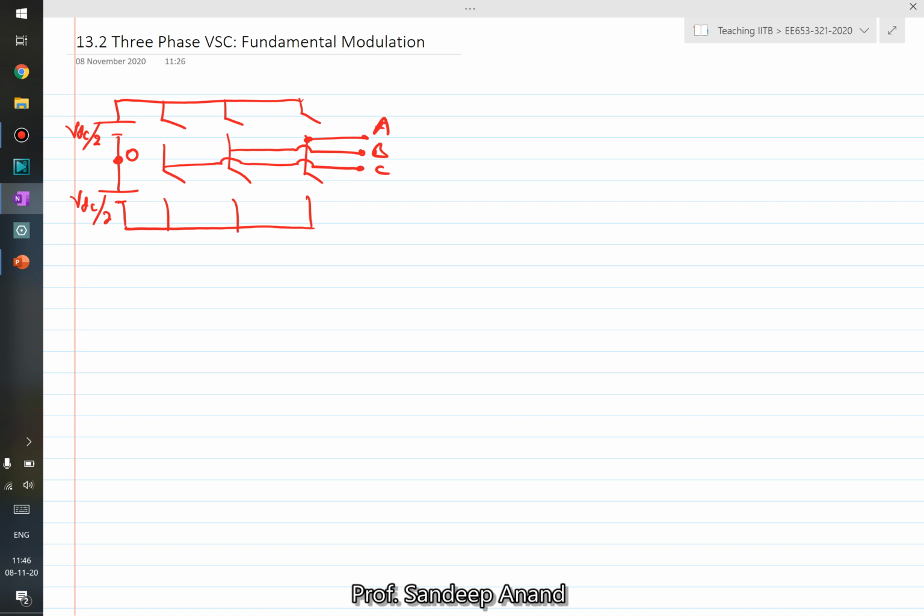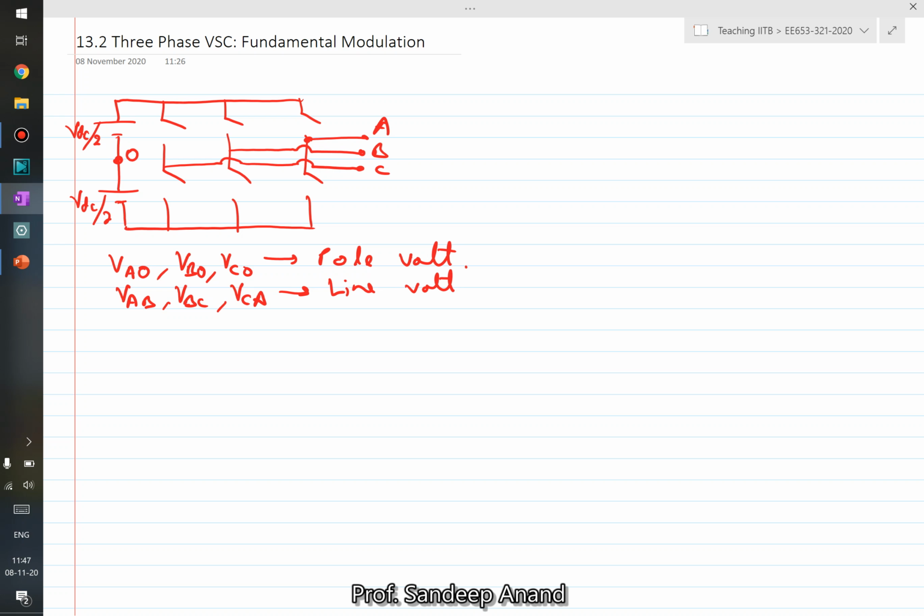So we would use certain terminology. Voltages VAO, VBO and VCO, these voltages we will call pole voltages. Voltage with respect to this point O, we would call pole voltage. Obviously VAB, VBC and VCA, these are line voltages.